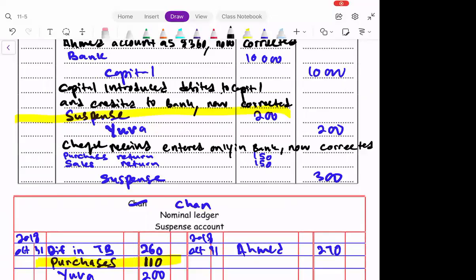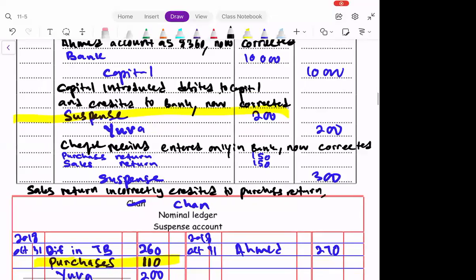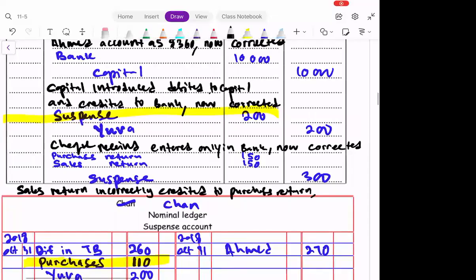No, you need to explain. So you just write the explanation here. Sales return incorrectly credited to purchaser's return. Now corrected. Copy this.